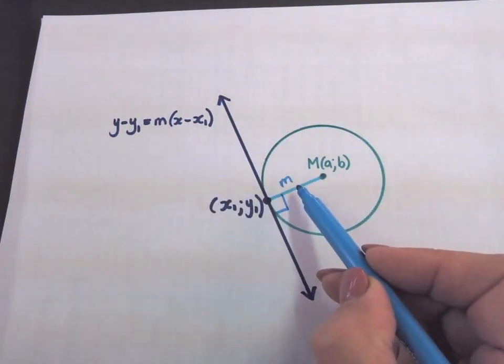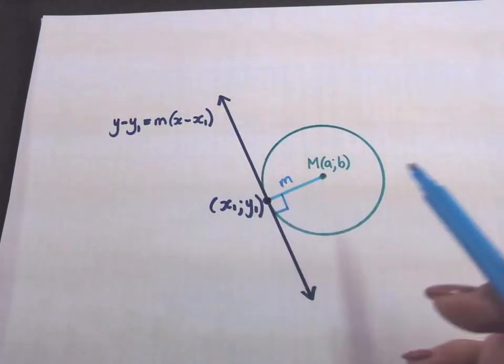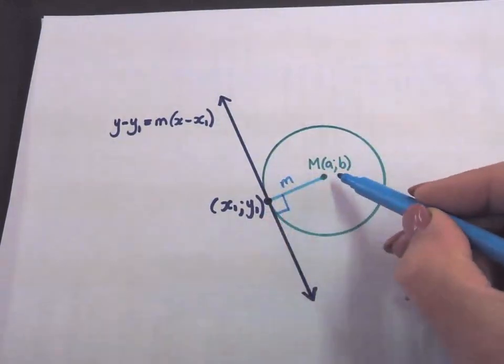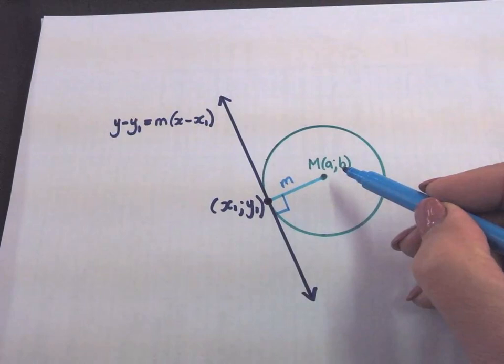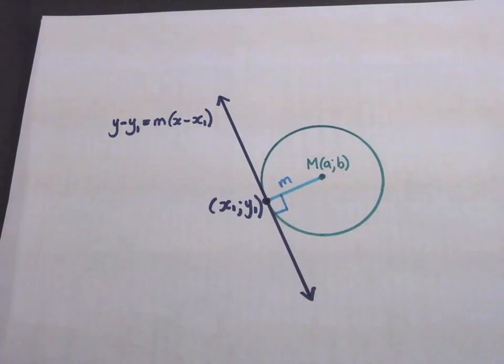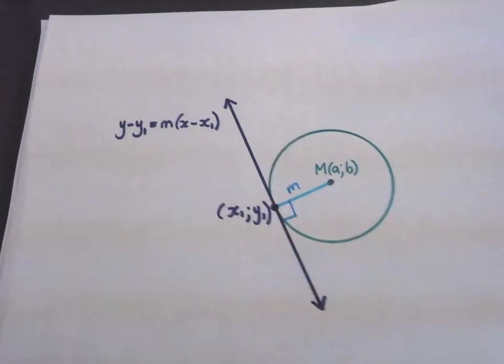In order to get the gradient of the radius, we need 2 points. So we use the point of contact and we need the coordinates of the center. Right. So let's do some examples. The first example we're going to do is where the center is on the origin, and then we're going to do it where the circle is off the origin.